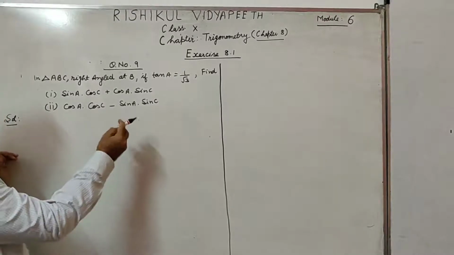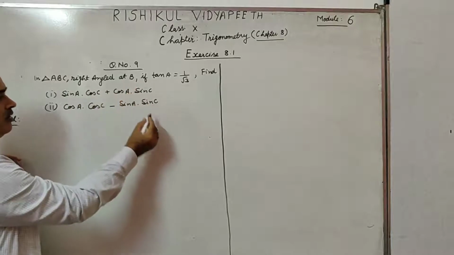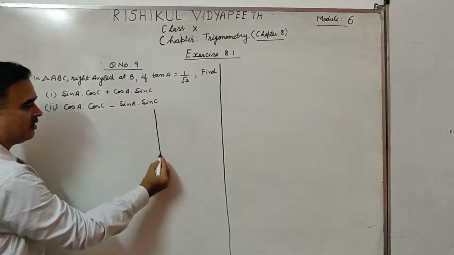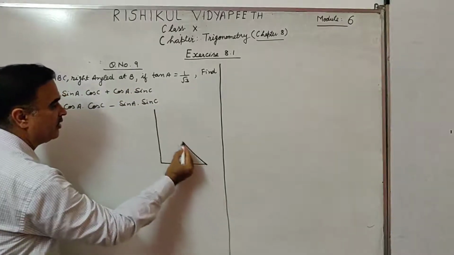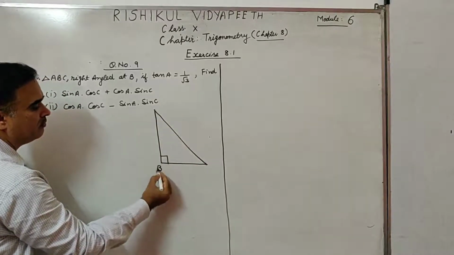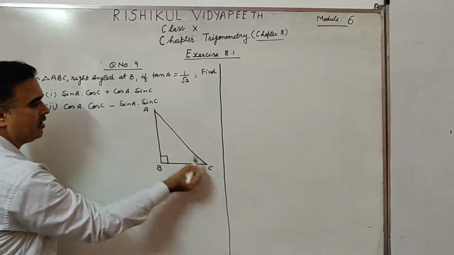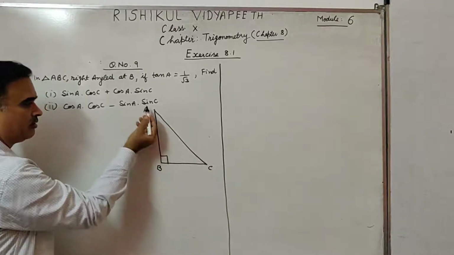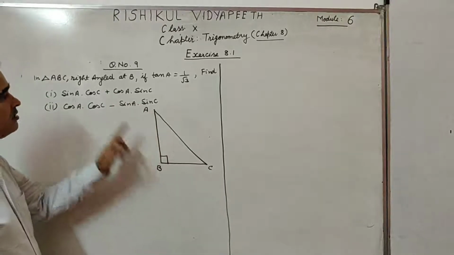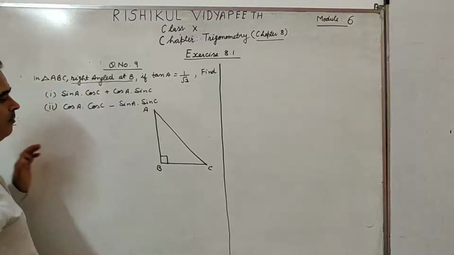Now, what is this? You see, in triangle ABC right angled at B, you take this right triangle. This is a right triangle, and right angled at B, we can take A and C here, or you can take A here or C here. It is up to you. But B is fixed, because it has been given that it is right angled at B.